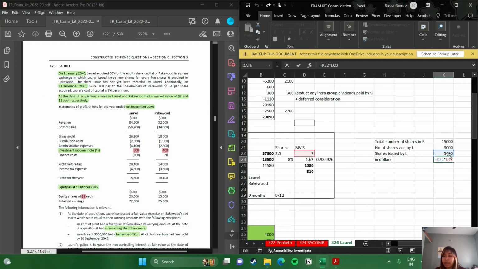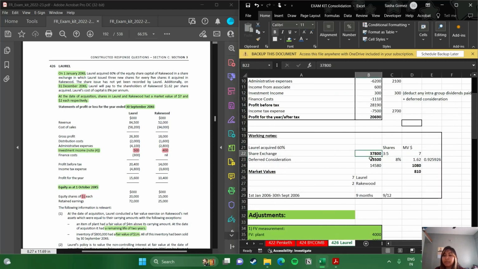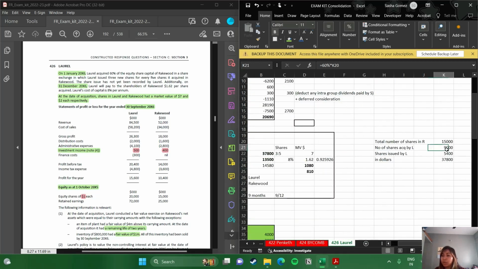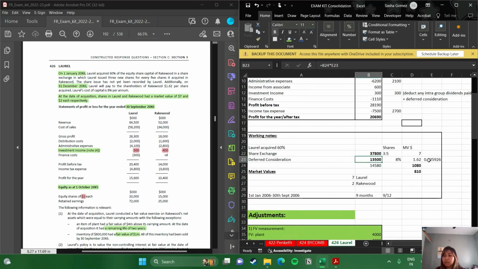So 5,400, that is the number of shares issued, times 7. This is your share exchange value. Then for deferred consideration, you take the number of shares owned by Laurel and multiply that by 1.62, and then you get this amount. So 9,000 shares times 1.62 per share is how much you're paying, and then that times the present value factor, which is 1 plus 0.08 to the power minus 1, you get 13,500.